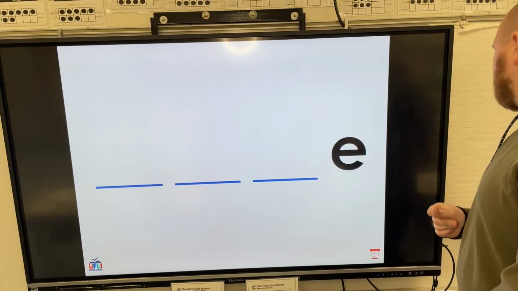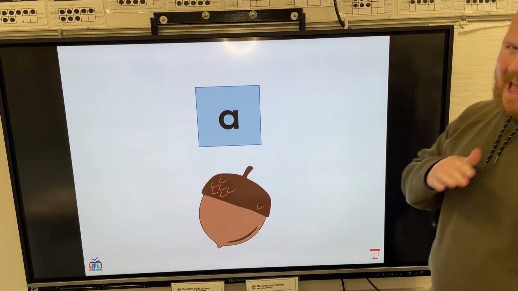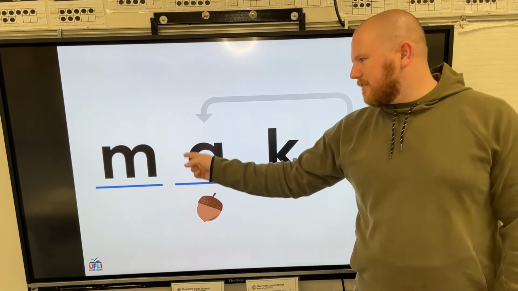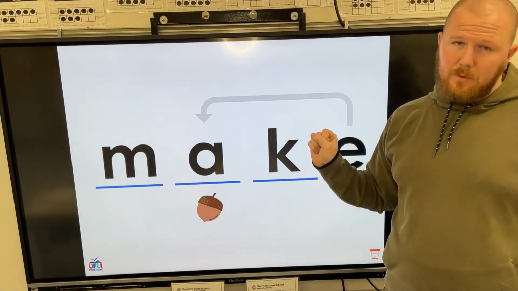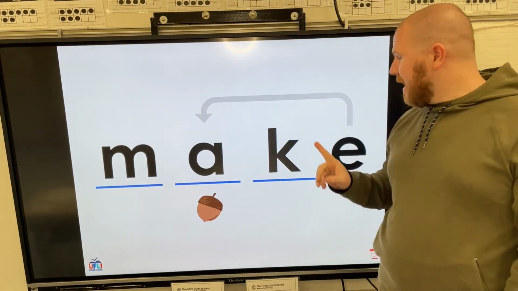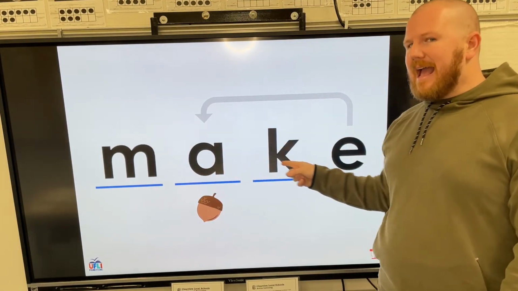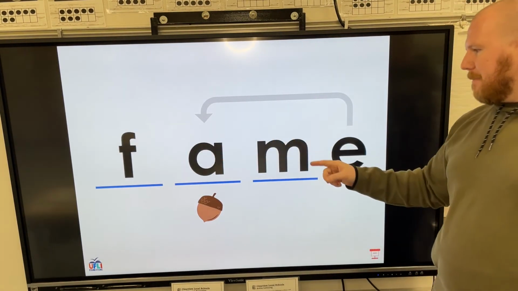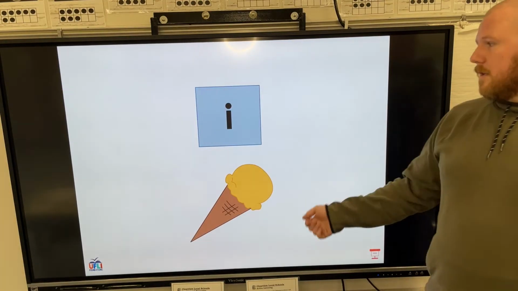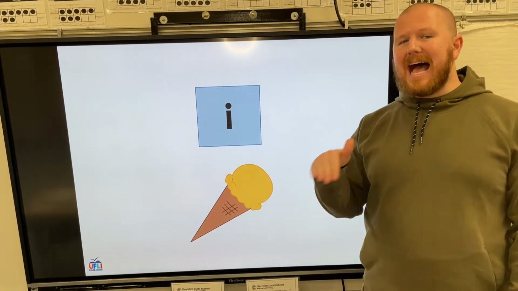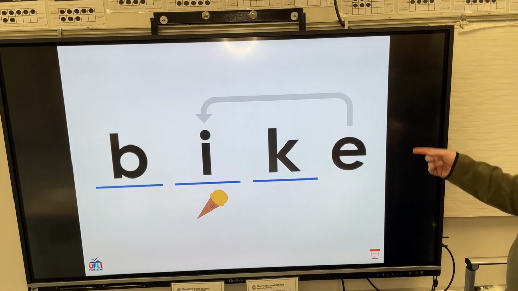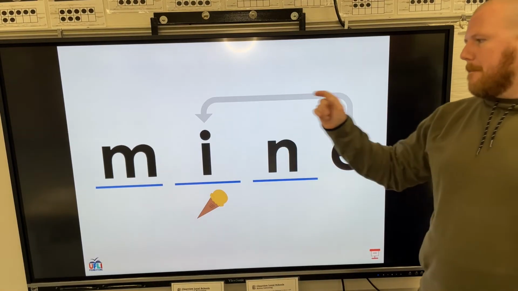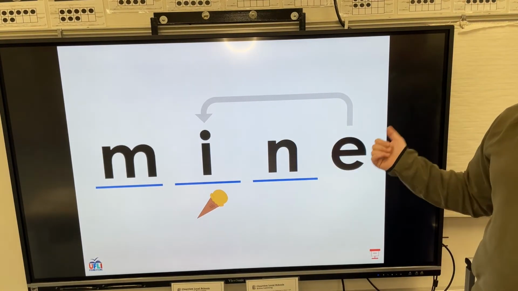So let's take a look at some examples. A, like acorn. When we have the A here, it's not ak, mac, because if it was, there'd be a CK here because it's a short vowel. The E helps the A say A. Let's take a look at the next word. Fame. Good. Here we have the I that says I, like ice cream. That's the long I sound. The E can make the I say I, like Ike. What other word do we have? Mine. Very good.